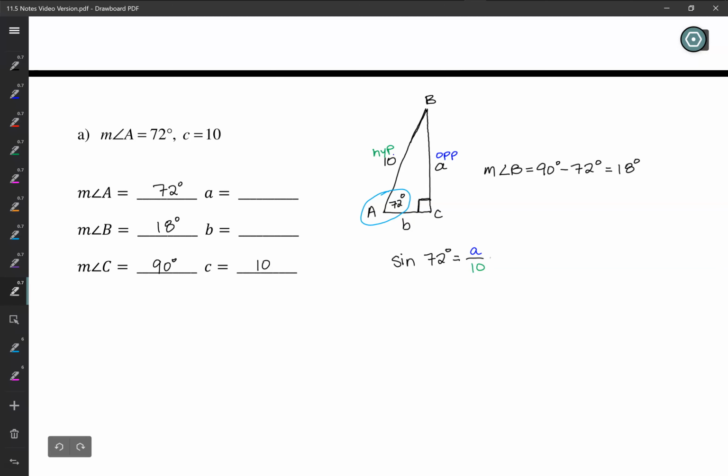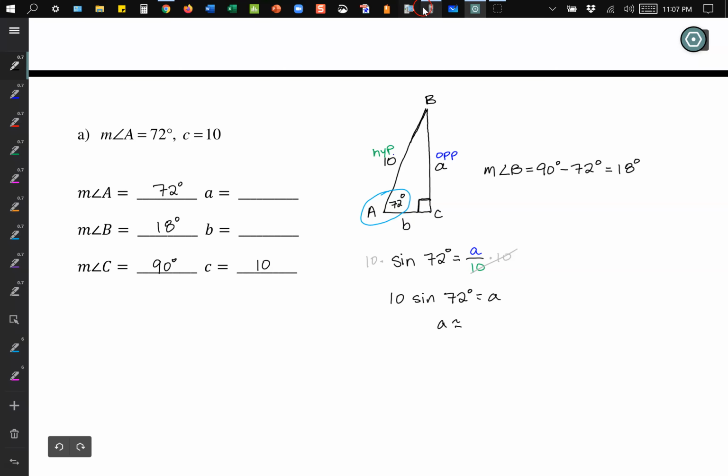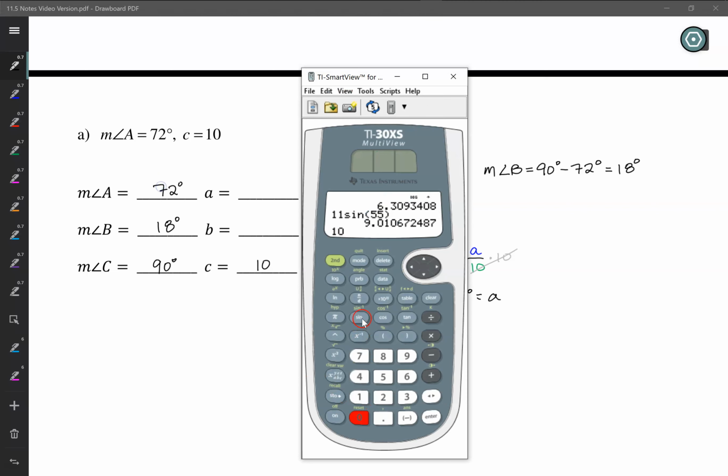A is on top, that means you just have to multiply both sides by 10. And you get that 10 times the sine of 72 degrees is A. So A is about 9.5.